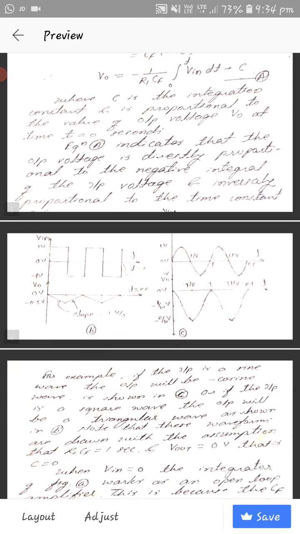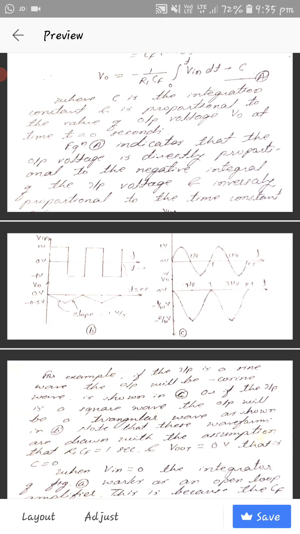Equation A indicates that the output voltage V0 is directly proportional to the negative integral of the input voltage, and inversely proportional to the time constant.